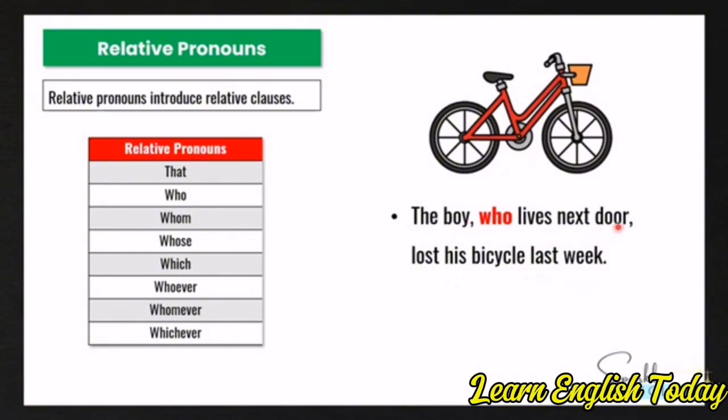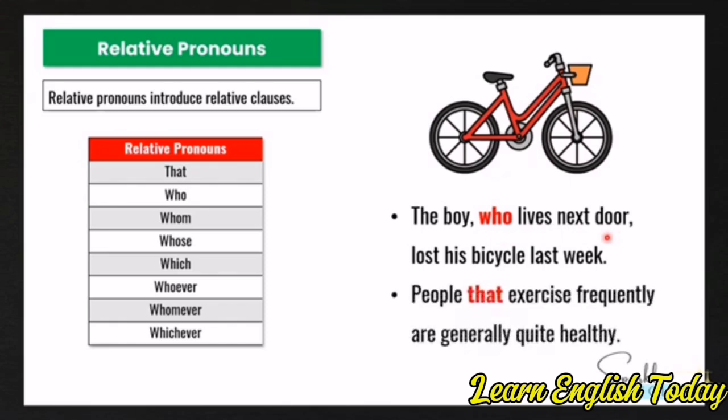We enclose this with commas because who lives next door is extra information. The boy lost his bicycle last week is really the main sentence. Who introduces the relative clause who lives next door, and it's extra information.